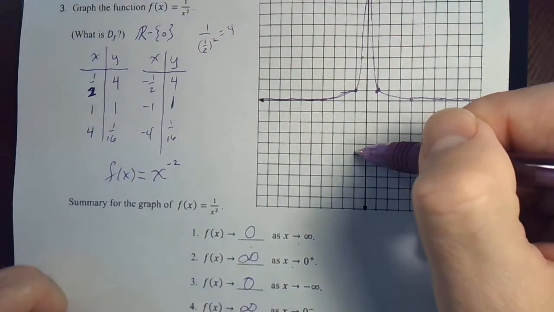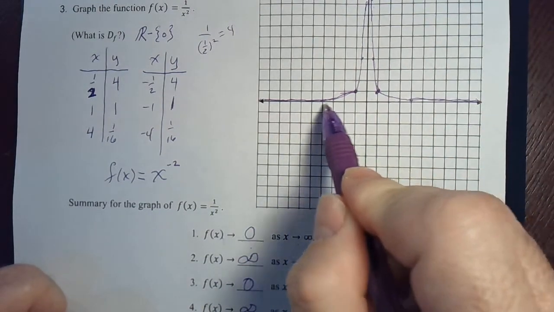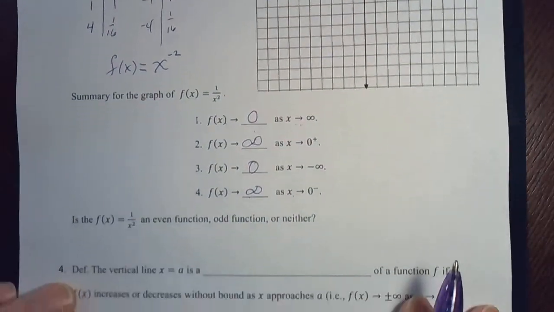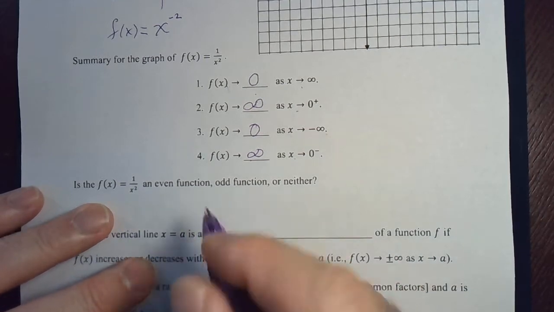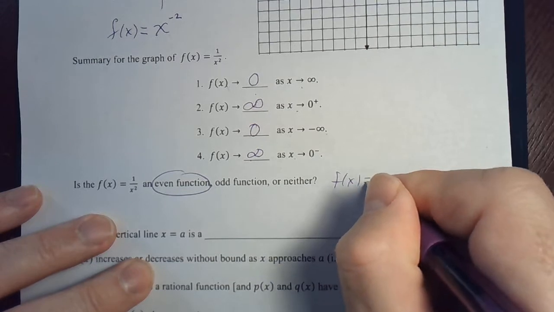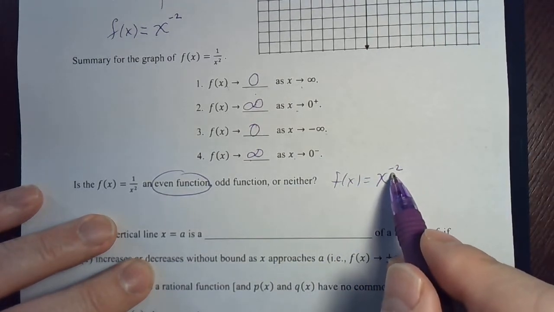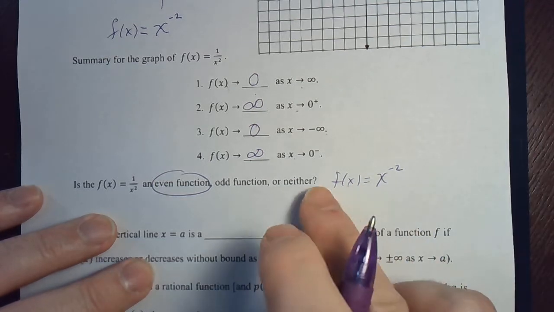And it approached negative infinity as x approached 0 from the left hand, or the negative side. And I've already answered this question. But is f of x equals 1 over x squared an even, odd, or neither? It's an even function because it can be written like x to the negative 2. Anytime all of the terms have even exponents for x, it's an even function.